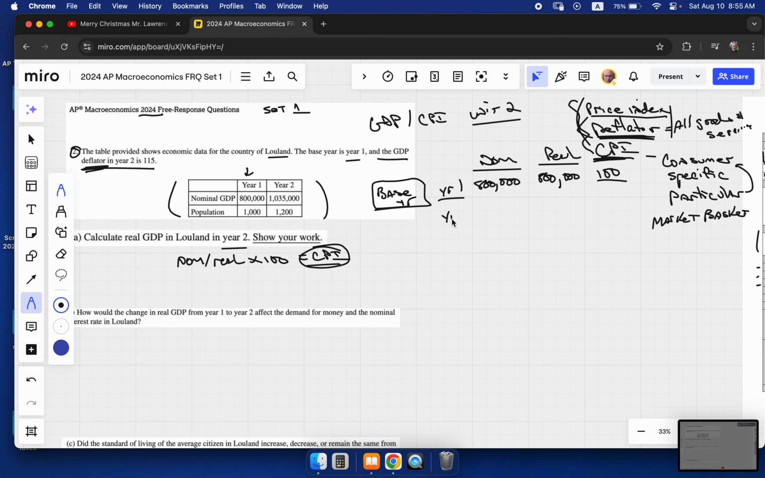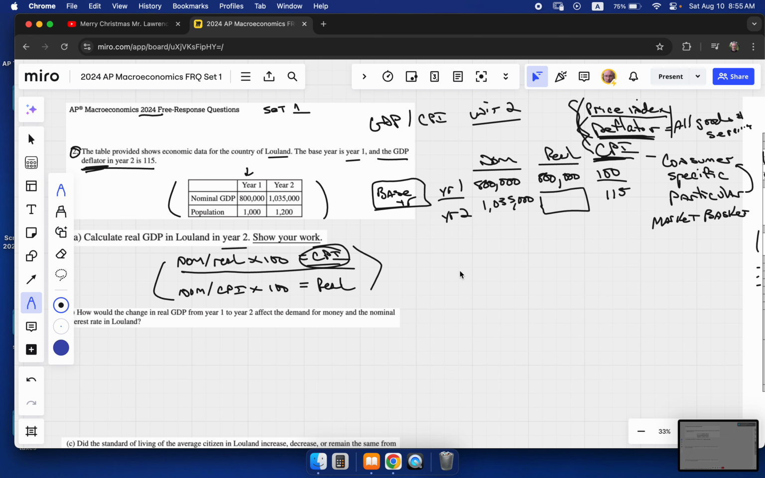Easy enough. Year 2, we can see our nominal is 1,035,000. We're looking for real. That's what we're trying to find. And they give us our CPI of 115. All right, so if we can use that formula for CPI, we can just flip this around. Nominal over CPI times 100 would give us real. The College Board has no formula sheet, so you have to know these in your head.